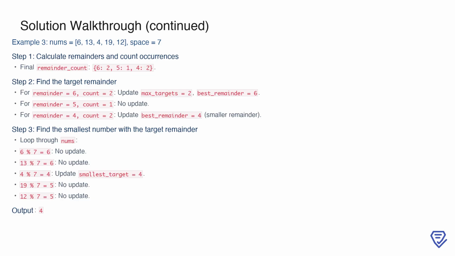Now, we find the smallest number with the remainder of 4. For 6 and 13, the remainder is 6, so no updates are made. For 4, the remainder matches, so we update smallest_target to 4. For 19 and 12, the remainders are 5 and 4 respectively, but since 12 is greater than the current smallest_target of 4, no further updates occur. The smallest number with the target remainder of 4 is 4, which serves as our output.